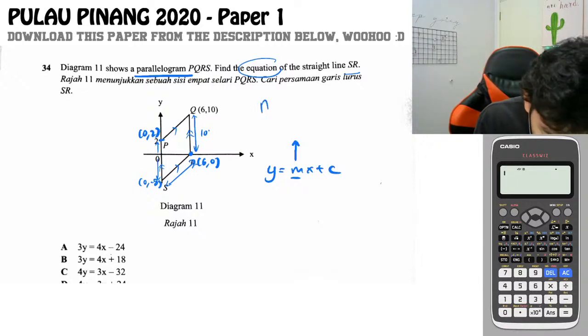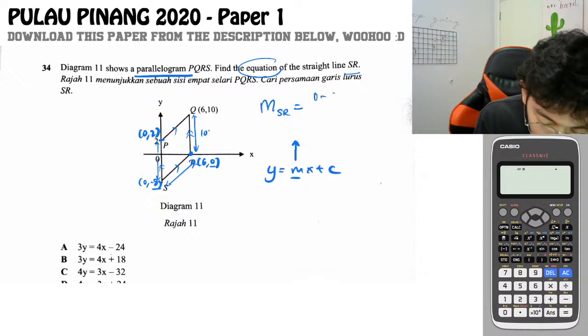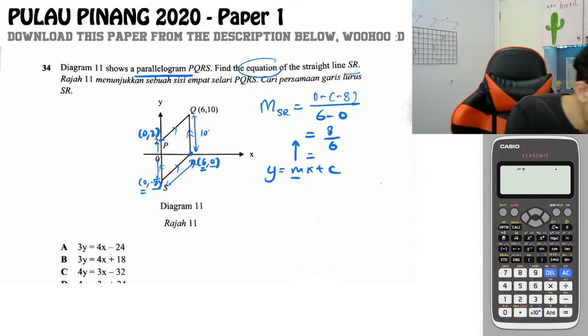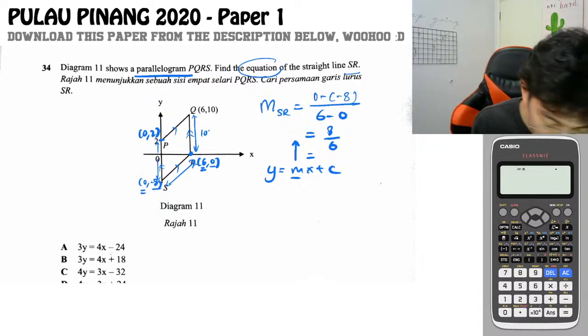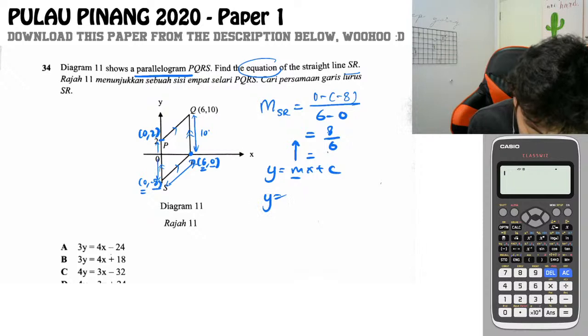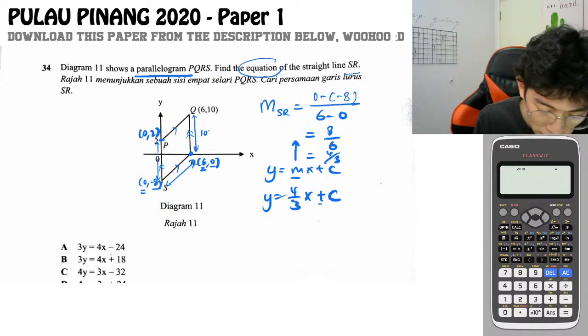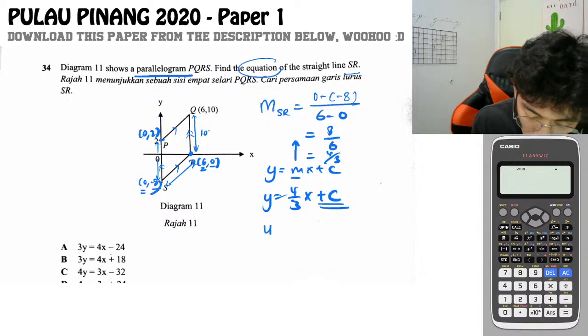So the gradient of SR equals y1 minus y2, 0 minus -8, over x1 minus x2, 6 minus 0. So 8 over 6. What is 8 over 6, guys? The answer is 4 over 3. So y equals 4 over 3 x plus c, and the c is given as -8.